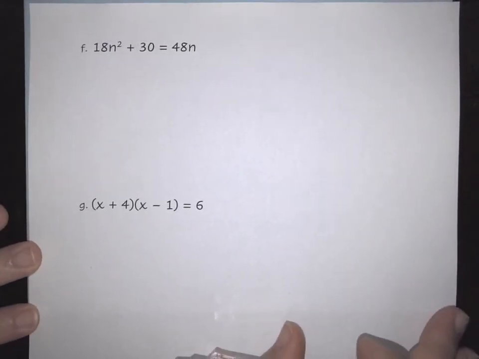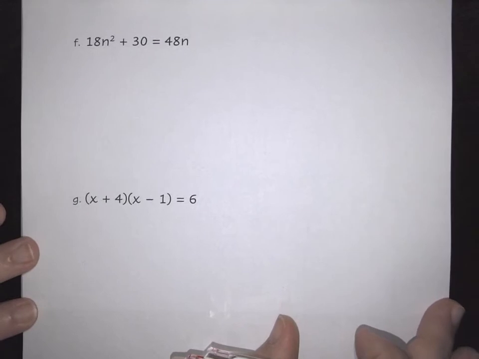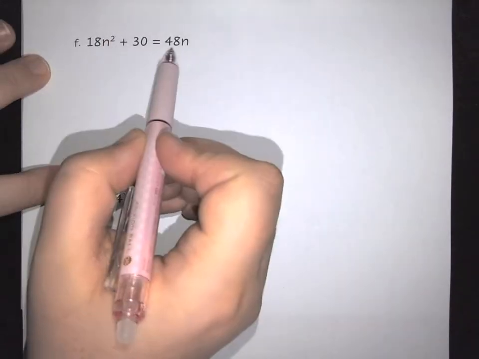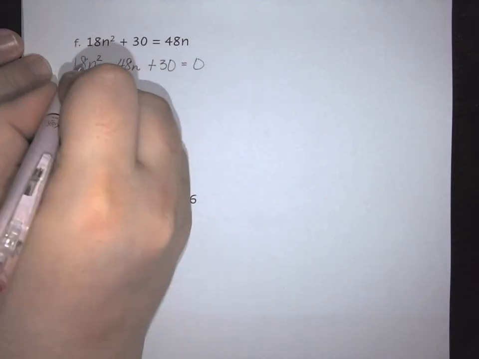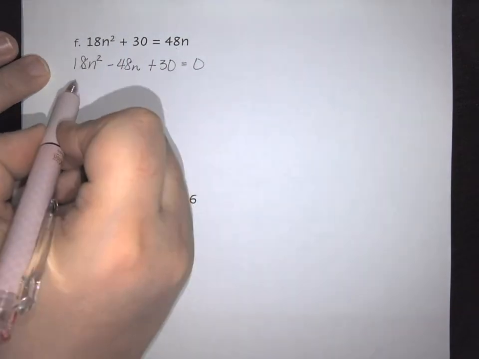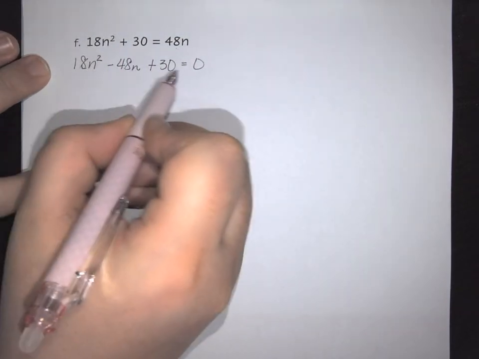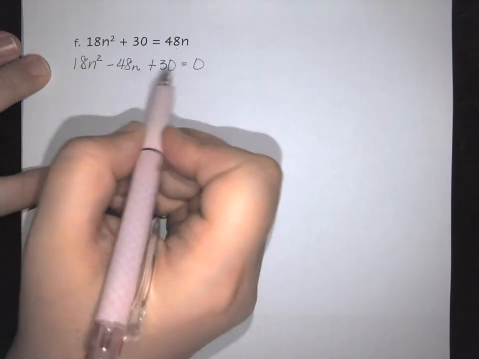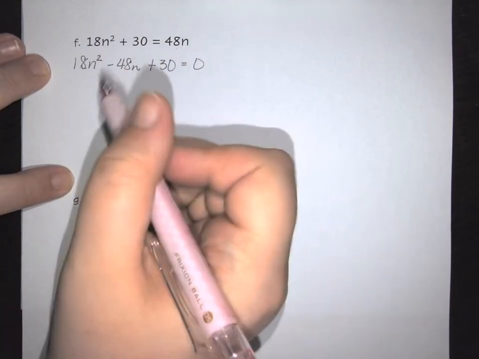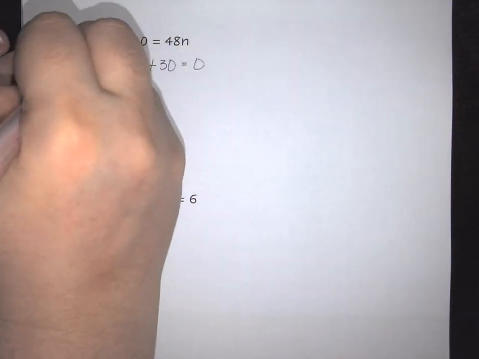Alright, so the last two that I'm going to look at are these right here. So with this first one, again, I have to move my 48. So here I'm going to have 18n squared minus 48n plus 30 equals 0. Now with this, I want to look for a greatest common factor. Notice I only have variables in 2 of my terms, so my greatest common factor is going to come from just the numbers.